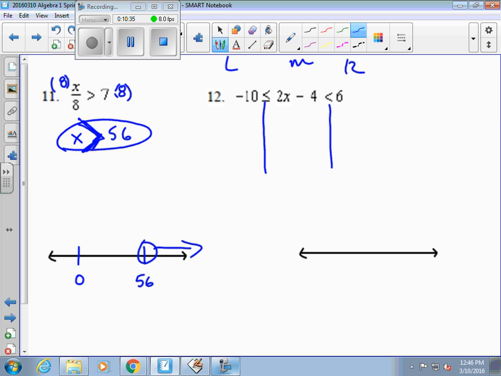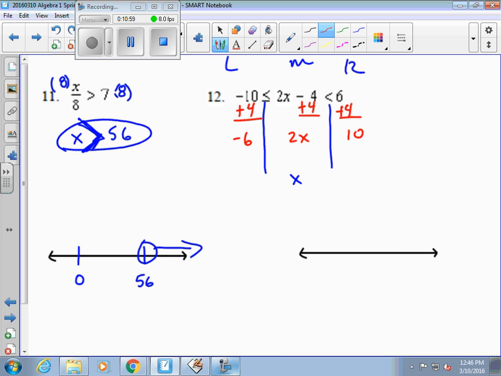You're doing your order of operations. You're trying to get x all by itself. You're doing your order of operations backwards like we typically do. Undo minus 4 first by adding 4. Remember, if you do it to the middle, you got to do it to the left, and you got to do it to the right. Negative 10 plus 4 is negative 6. Minus 4 plus 4 is going to cancel out and leave us just with 2x in the middle, and 6 plus 4 is going to be 10.